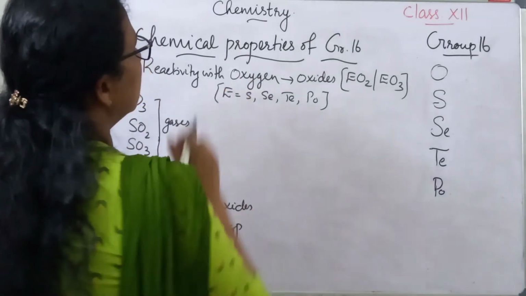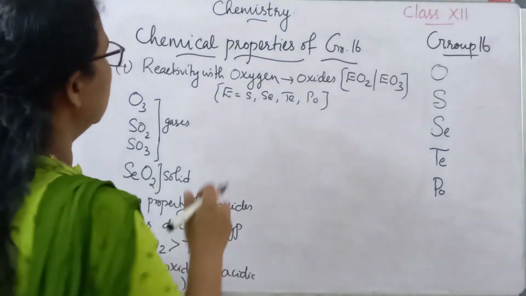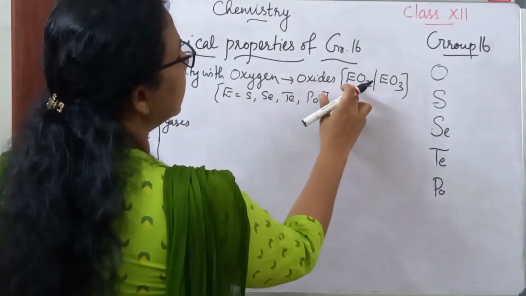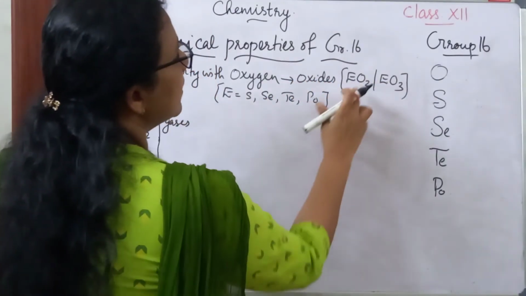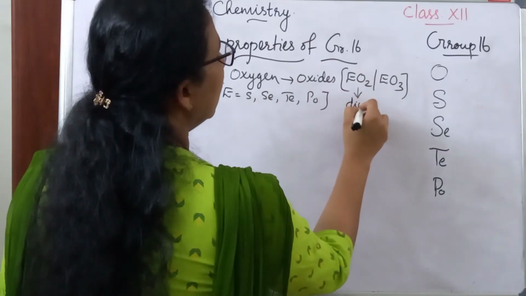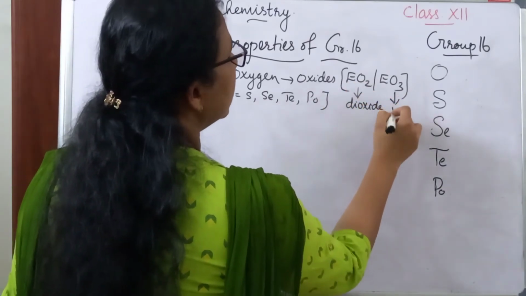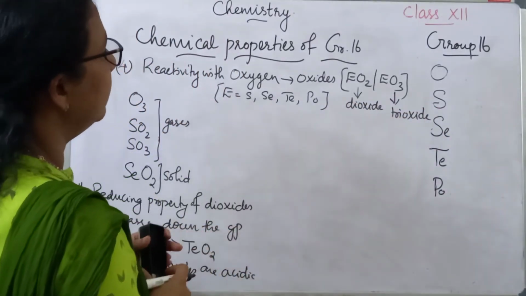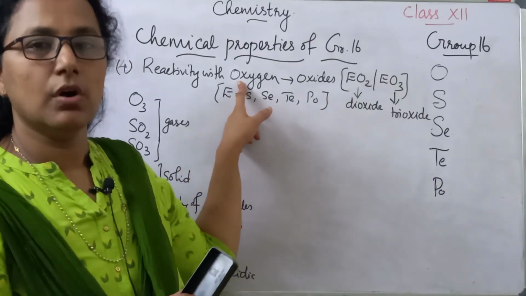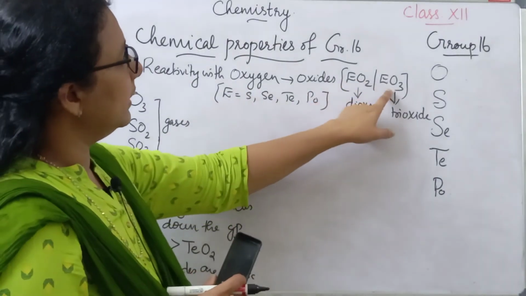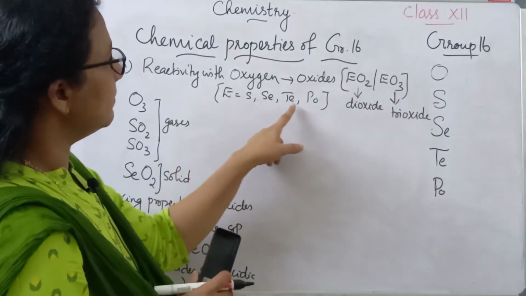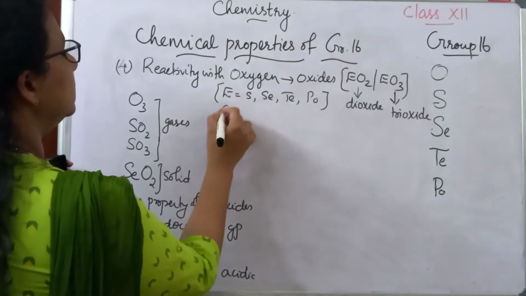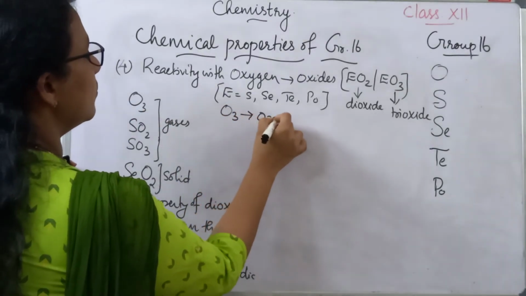The fourth chemical property is reactivity with oxygen. It forms oxides of the type EO2 or EO3. So dioxide or trioxide will be formed if it reacts with oxygen, where E can be sulfur, selenium, tellurium or polonium. In the case of oxygen, we know it will form O3, which is ozone.